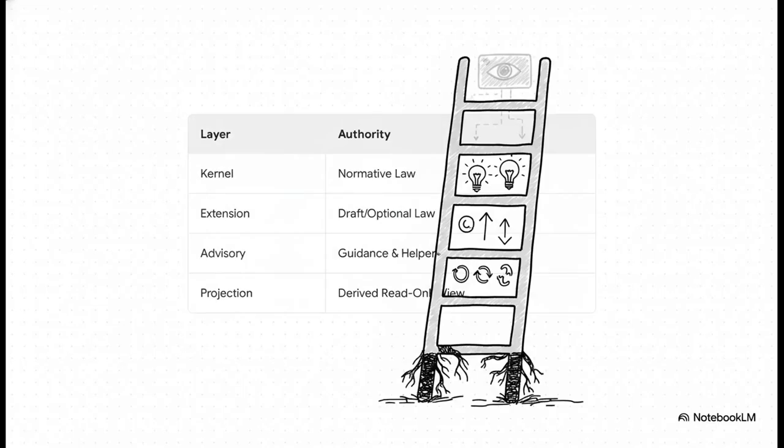So let's take a look at this ladder. At the very bottom, you've got the kernel. This is like the Constitution, the unchangeable law of the system. One step up, you have extensions. Think of these as proposed new features. Then comes the advisory layer, which just offers guidance. And way up at the top, you have the projection. Now, this is what you, the user, actually see. And it is strictly a read-only view. It has zero power to change the truth underneath.